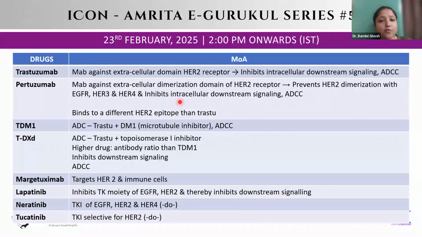So here in a tabular form, I have given all the mechanisms of action of the drugs. I have discussed all these basically in the previous slide. So here what I want to mention is that among the TKIs, only tucatinib is selective for HER2, and the rest of the TKIs like lapatinib and neratinib inhibit the tyrosine kinase moiety of HER2 as well as the other HER receptors.